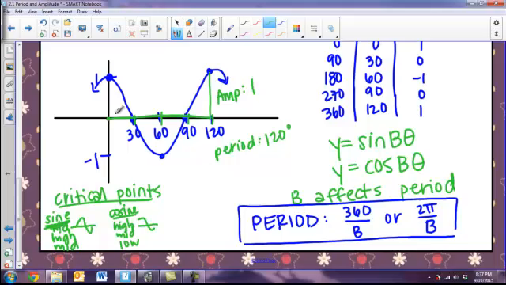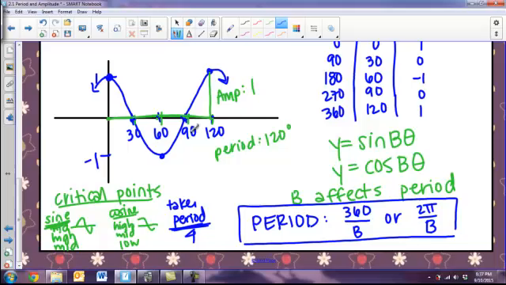So critical points, if you want to figure out where those values are going to be, all you have to do is take your period, whatever you found your period to be, and divide it by 4, because there's always 4 values in between there where you have a middle, a low, a middle, a high, or for whatever your cosine or sine function is. So if you take your period divided by 4, you can find that.